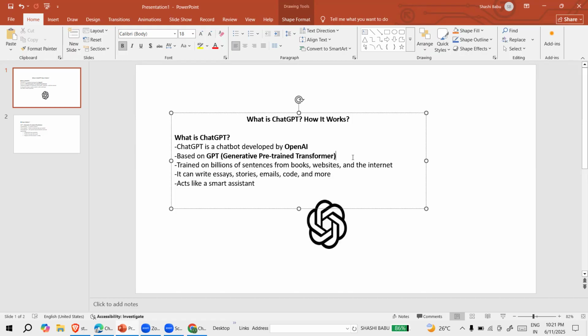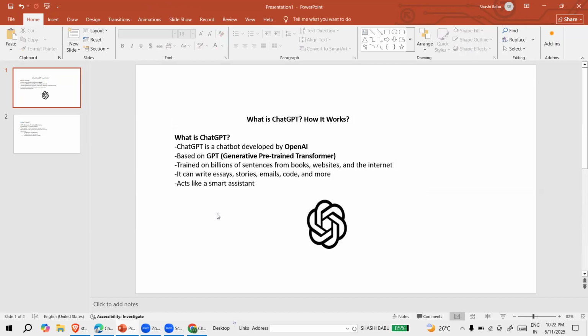At this time, DeepSeek AI came, but this is not a direct opponent of ChatGPT. ChatGPT is very big. ChatGPT is based on GPT, whose full form is Generative Pre-trained Transformer. Pre-trained means it is already trained, and transformer means it changes into your own language. ChatGPT is trained on billions of sentences from books, websites, and the internet. It can write essays, stories, emails, code, and more. It acts like a smart assistant.